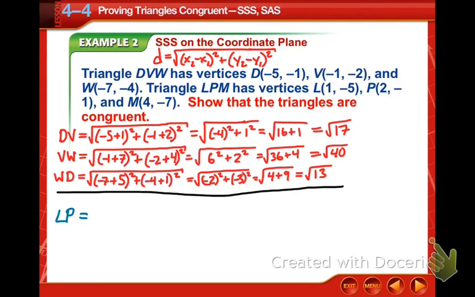X values for L and P are 1 and 2, so 1 minus 2. And the Y values are negative 5 and negative 1, so negative 5 minus negative 1. One minus 2 is negative 1, and negative 5 plus 1 is negative 4.